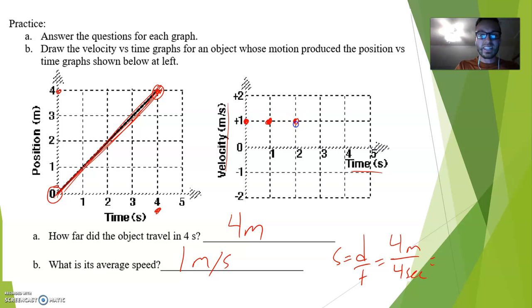The velocity 2 seconds later is still 1. The velocity at 3 seconds and 4 seconds, the entire time, the velocity is a steady or constant velocity of positive 1. So let's think carefully on this.